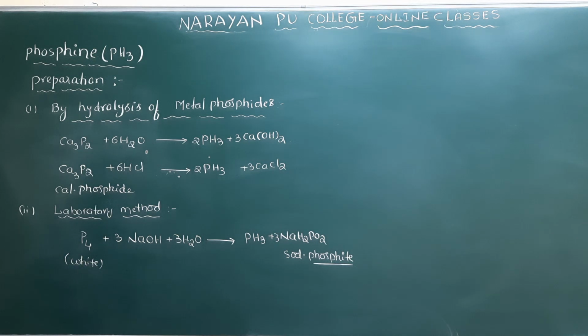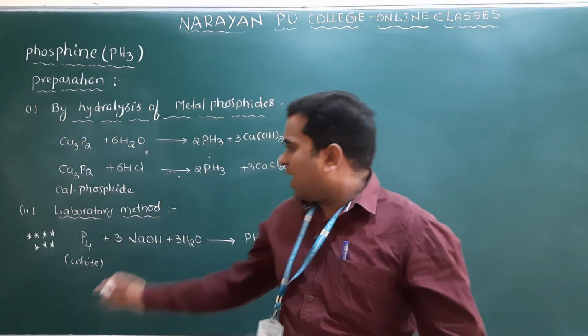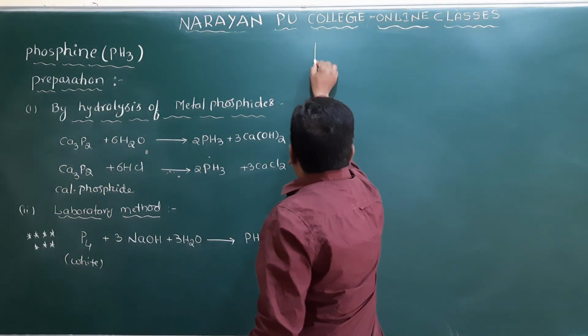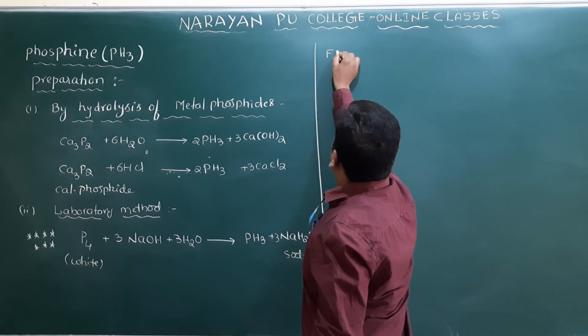It is balanced. Clear? So this is a very important reaction for your PU examination also. Sometimes they ask this question. Clear? So this is about the laboratory method. And the third method is there. Clear? So what is the third method?